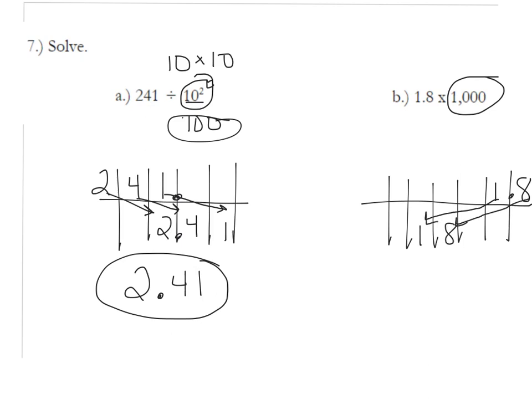Here's our 8. And I have a couple of spaces before the decimal point, so I need to add those zeros in. So correct answer for part B is 1,800. Nicely done, boys and girls. Let's try the next problem.